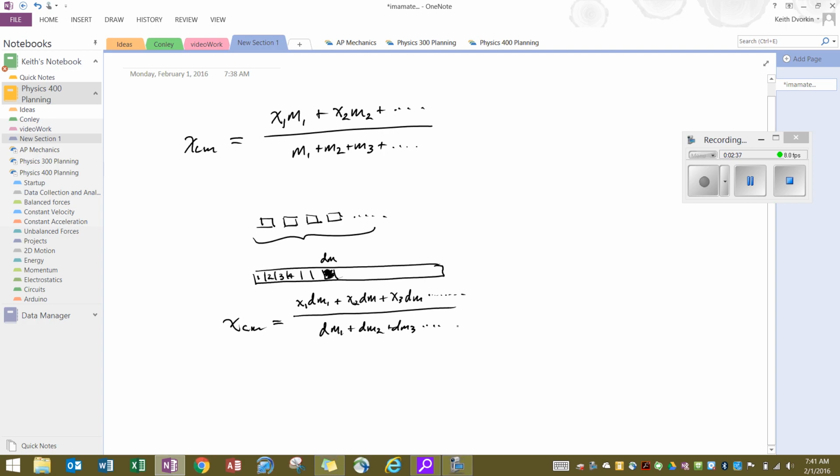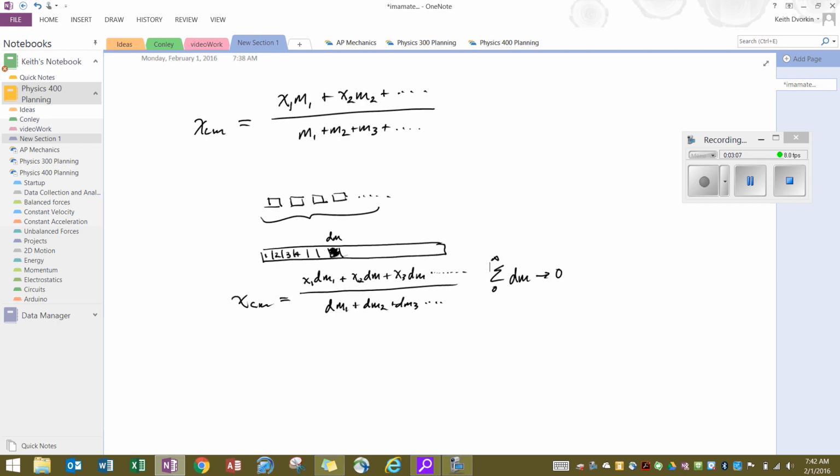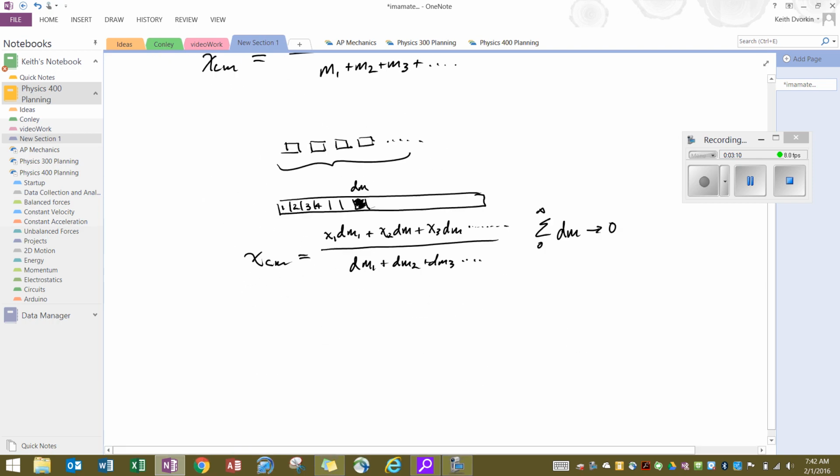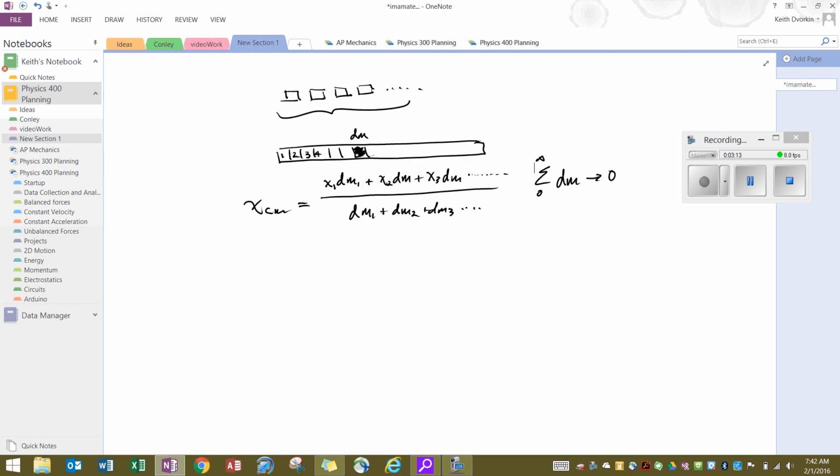And what makes this an integration problem is that we're going to let dm go to 0. So we have an infinitesimally small bit of mass of this rod, and then we're going to sum up an infinite number of these things. Just like in an integral, dx represents an infinitesimally small bit on the horizontal axis.